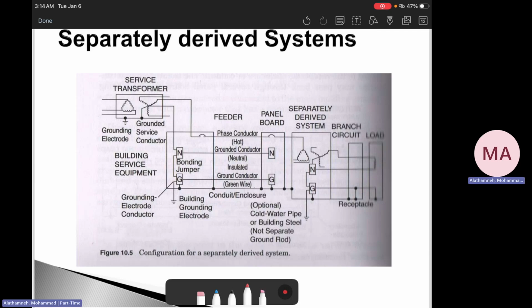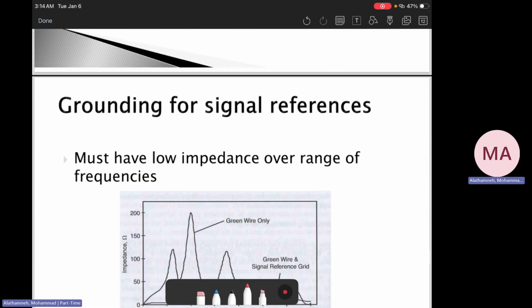Okay, so from the service transformer, main bonding at the service entrance, feeder, panel, then an isolation transformer creating the separately derived system. You are creating a clean island for sensitive loads, but you still must bond all metallic parts and ensure a fault current path exists. A clean island is not a floating island, it is controlled. That's the thing you need to keep in mind.